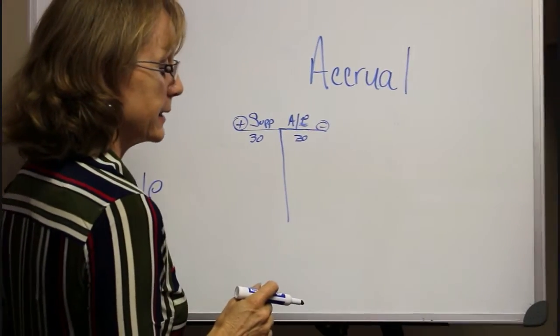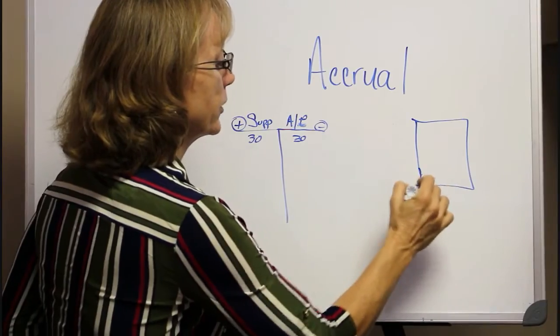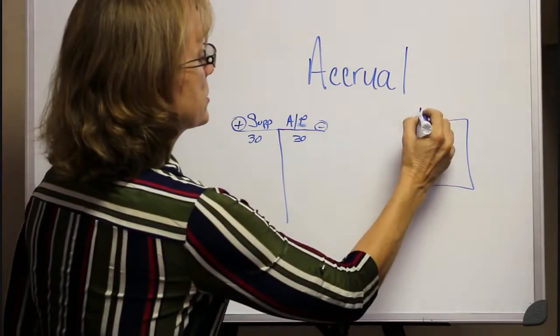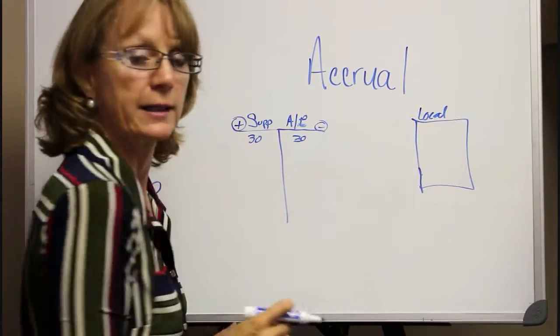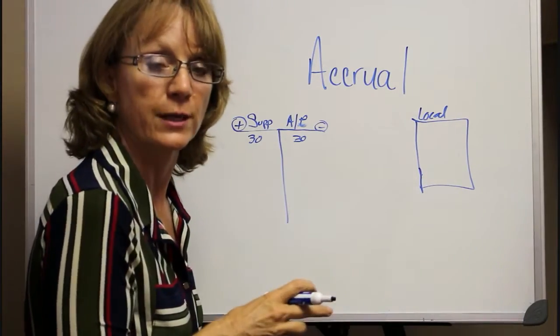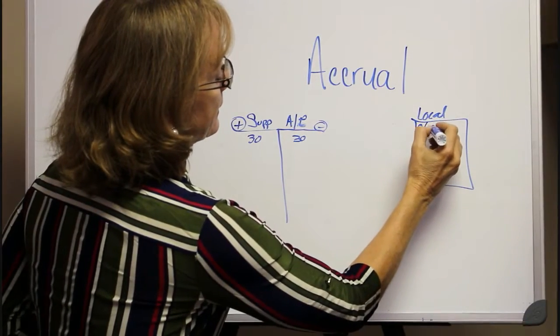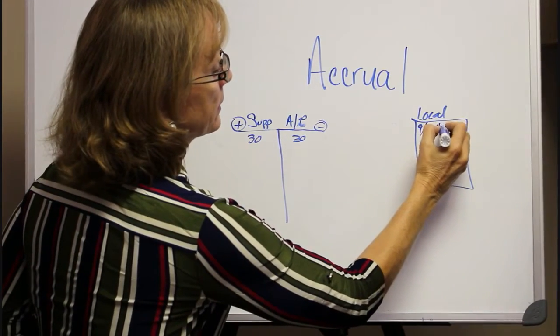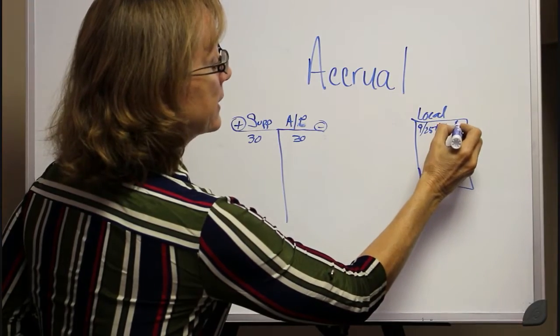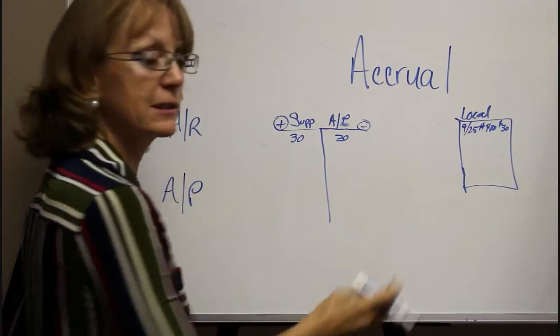Now the next step to this is setting up a ledger card for the local hardware store. So we need to keep track of how much we owe each vendor that we have. So you'll find this in the vendor center, okay? So we record the date, their invoice number, and the amount of the invoice, which is $30. Okay, because imagine not having this information.